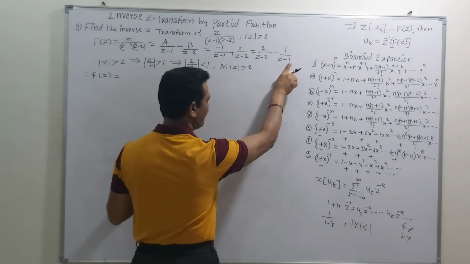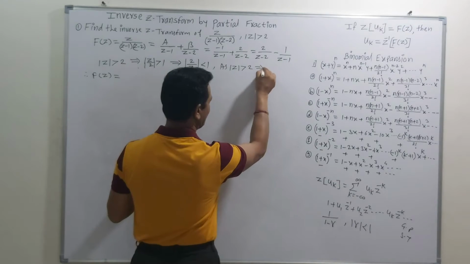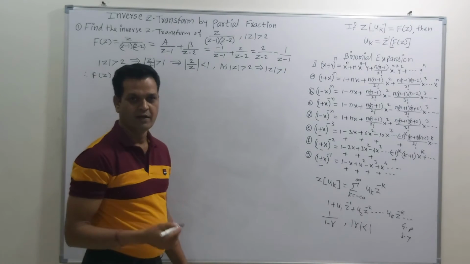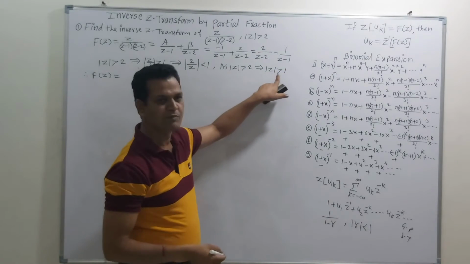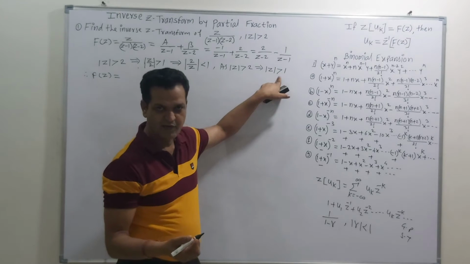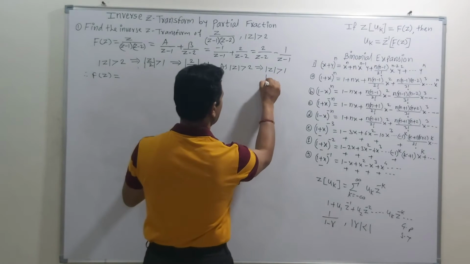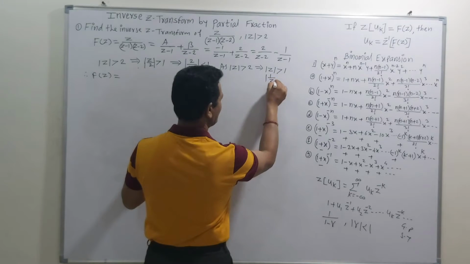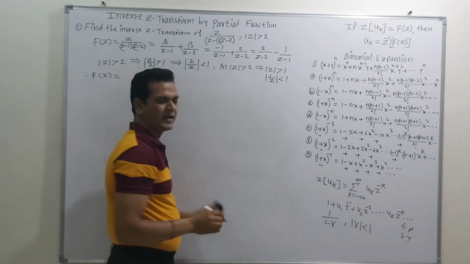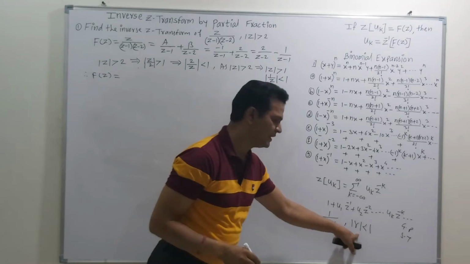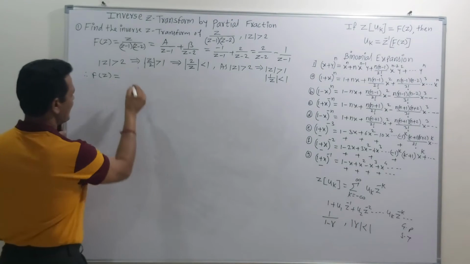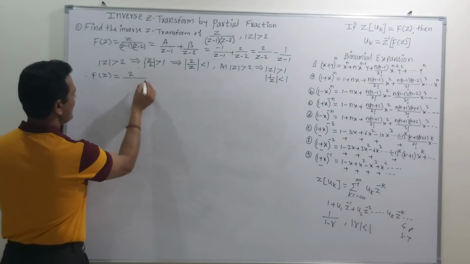Now for this second factor, we directly get the information that mod of z is also greater than 1. That means if it is greater than 2, then obviously it is greater than 1. So if we try to solve this, we get mod of z is greater than 1. After taking the reciprocal, we get 1 upon z is less than 1, so that we get this region of convergence.